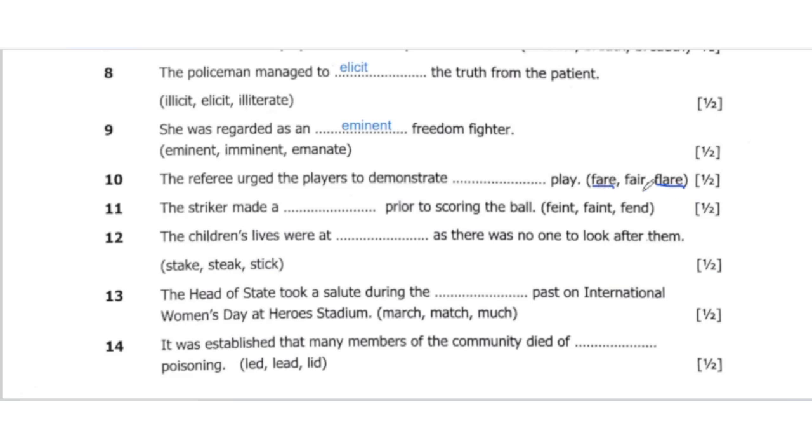So the correct spelling for being fair, to try not to treat somebody badly, you treat other people equally, you just try to be fair, to be equal in treatment. So when we say the referee used the players to demonstrate fair play, the correct spelling is that one, fair play.